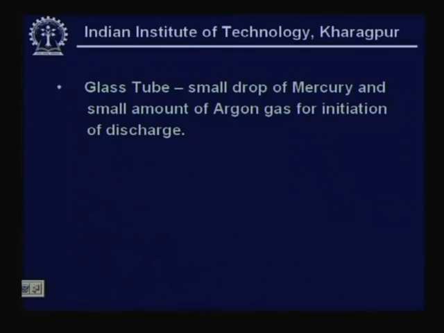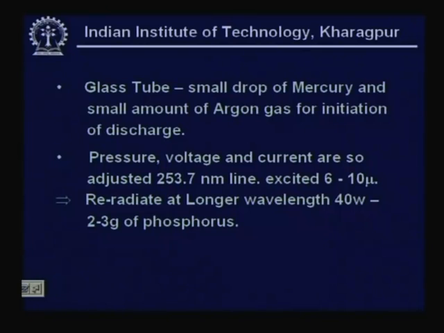So, you have a glass tube with a small drop of mercury and small amount of argon. Again, why argon? Argon is necessary to vaporize your mercury to initiate the arc, because it still is an arc lamp or a discharge lamp. Now, the whole process is such that we control the pressure, voltage and current, so that we have the 253.7 nanometer line, okay, and then radiate at longer wavelength.